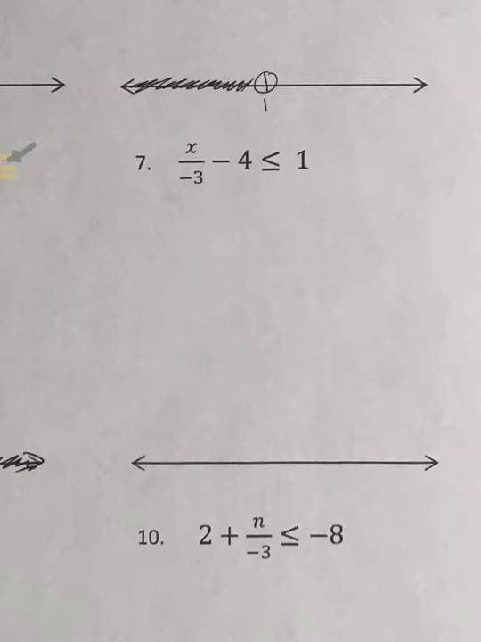Okay, solve the 2-step inequality. Remember, we undo adding and subtracting first. So we're going to undo subtracting by adding. And that's going to give us all numbers divided by negative 3 is less than or equal to 5. And then we have to undo dividing by negative 3 by multiplying by negative 3.